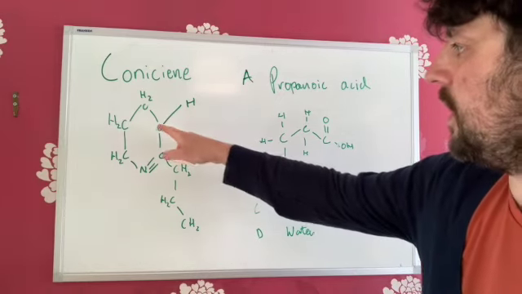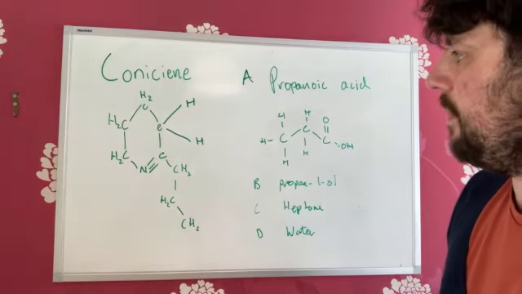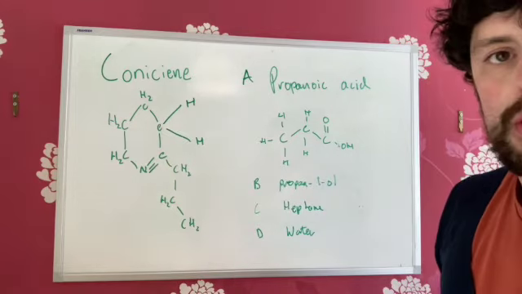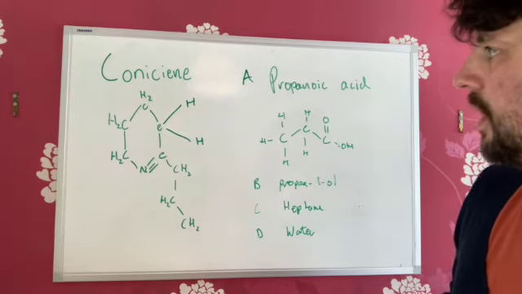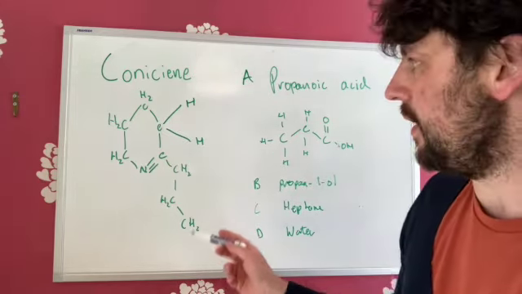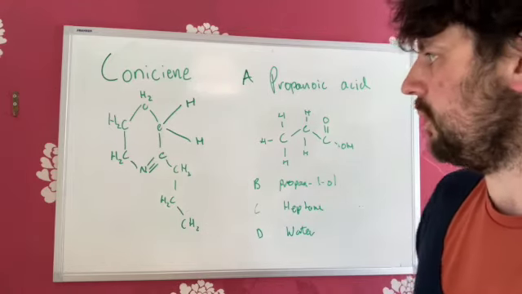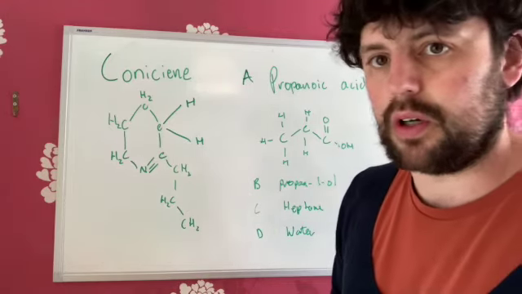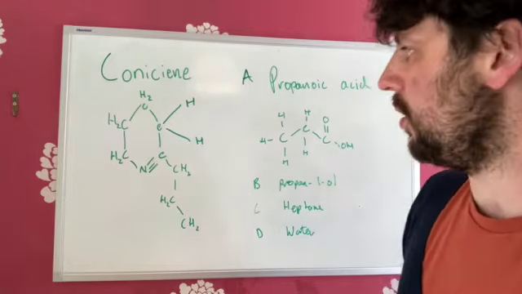What I've done here is I've drawn these bonds out a little bit more so you can see them a little bit better. The first thing you need to figure out is, is conosine polar or non-polar? To figure that out, the first thing you're going to want to do is look at the electronegativity differences between these bonds here.